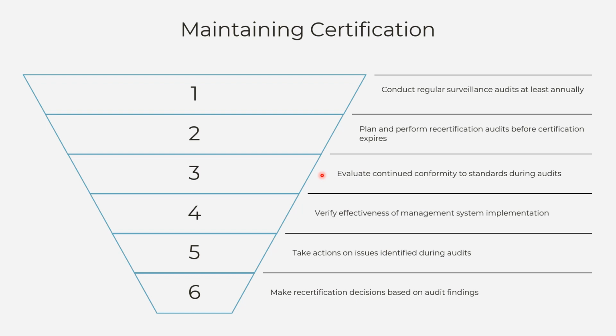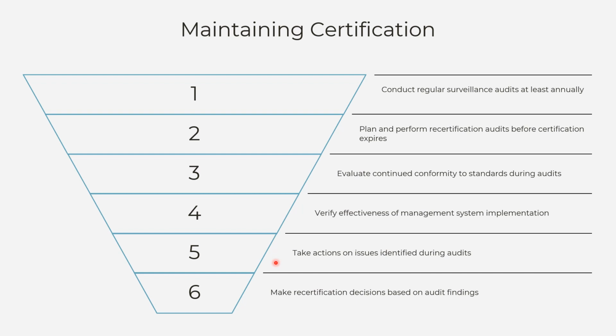Moving further down, verifying the effectiveness of management system implementation is key. It's not enough for an organization to have a management system in place. It must be working effectively and delivering the intended outcomes. Taking action on issues identified during audits is a critical step. When an audit identifies non-conformities or areas for improvement, the organization must address these issues promptly to ensure they don't affect certification status.